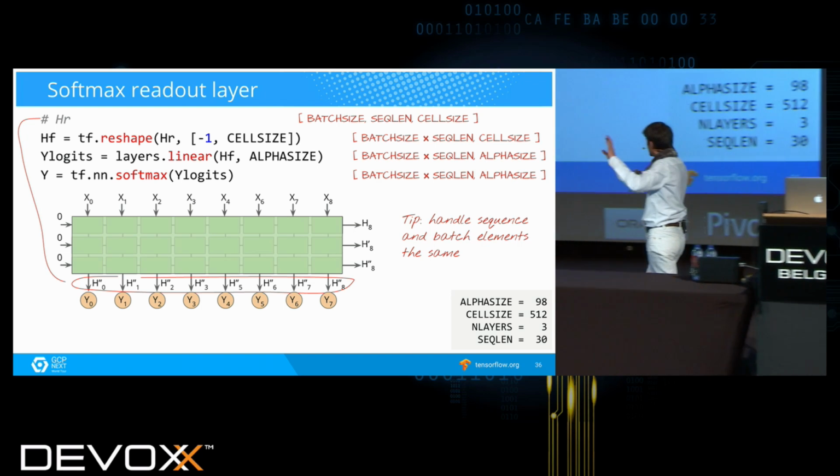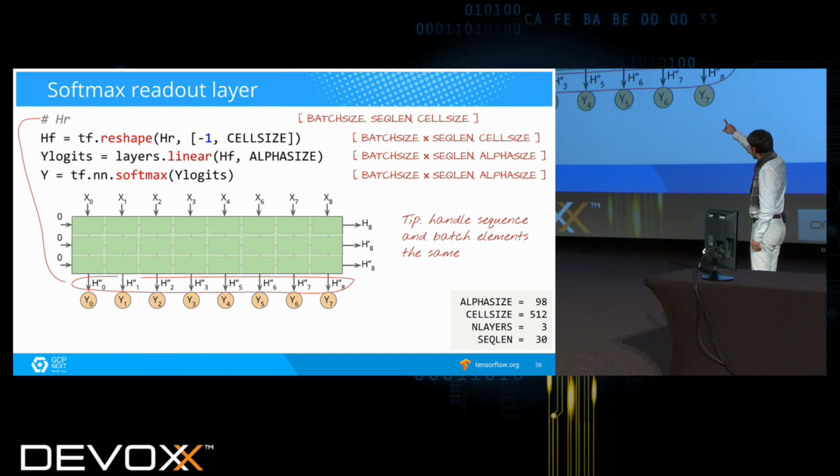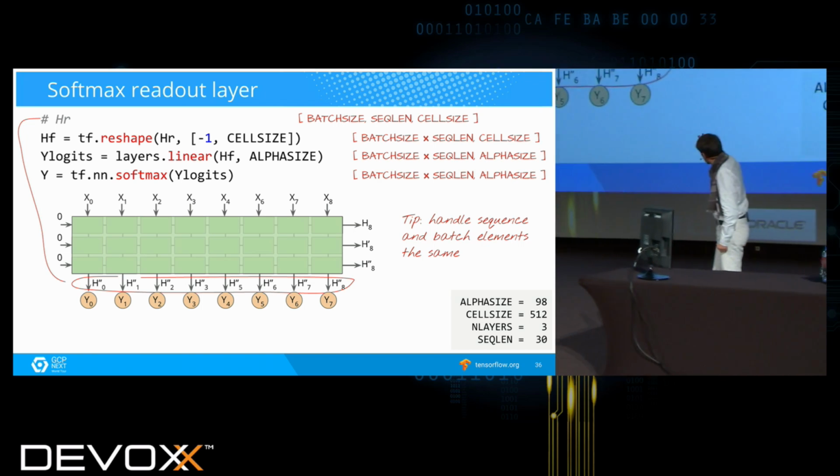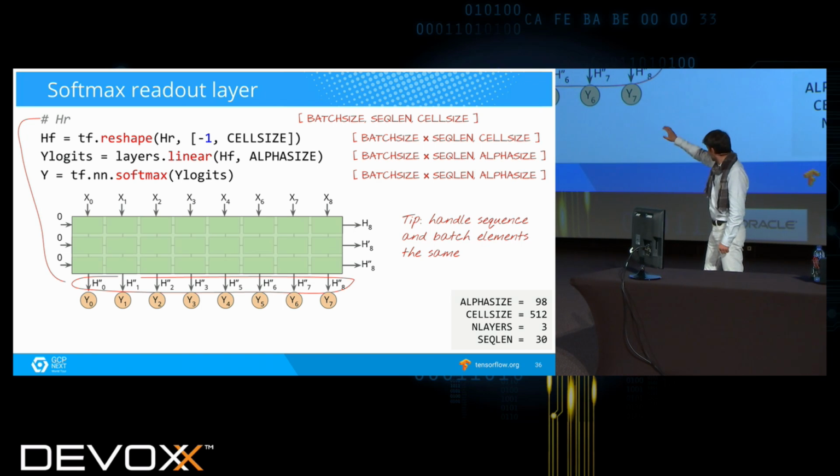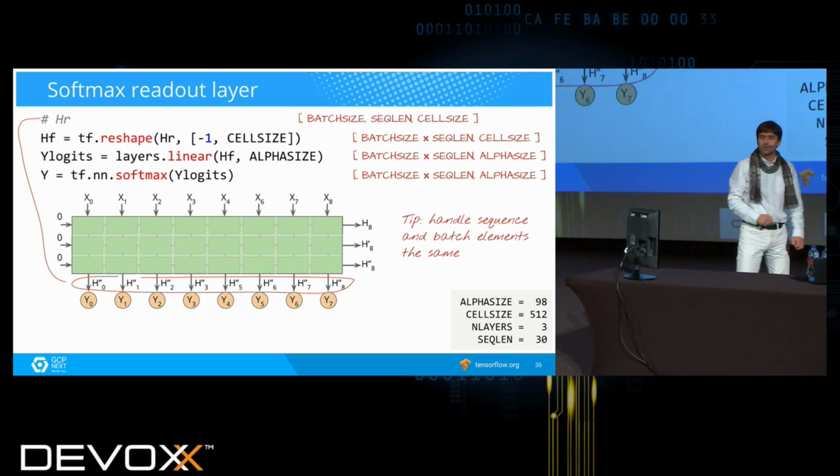So that was a long explanation to say that there is a simple trick for defining the softmax activation layer, reusing the same weights and bias matrix in each of those yellow circles.